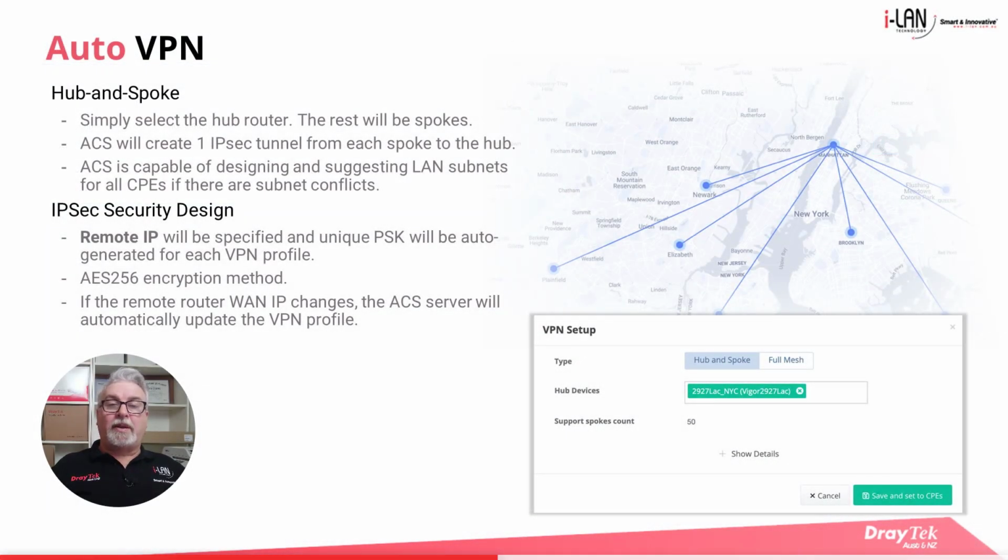Coming back to VPN, in ACS2 we could drag two routers together to link them with a VPN tunnel. In ACS3 we can now automatically create hub and spoke and mesh VPNs. In hub and spoke VPNs, IPsec encryption will be chosen by default with AES-256. ACS3 also keeps an eye on things after that, so if the remote router changes WAN IP, the ACS3 server will automatically update the VPN profile to keep the VPN running. Just keep in mind that only VPNs created using ACS3 will be monitored for this capability to work.